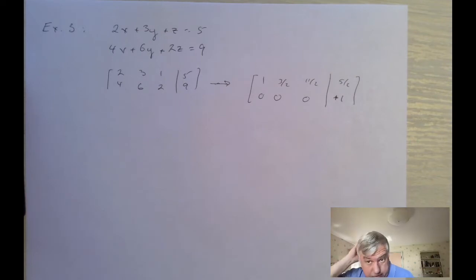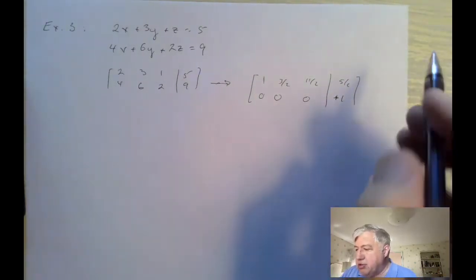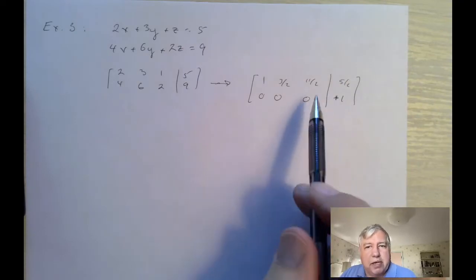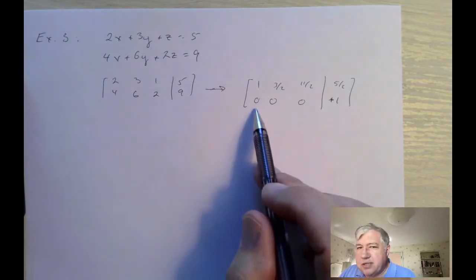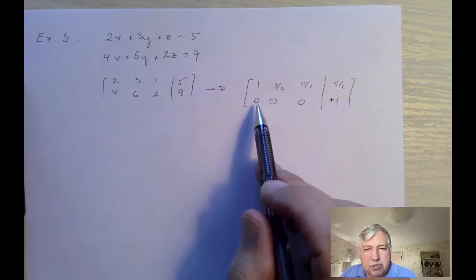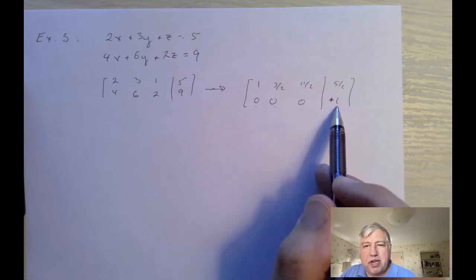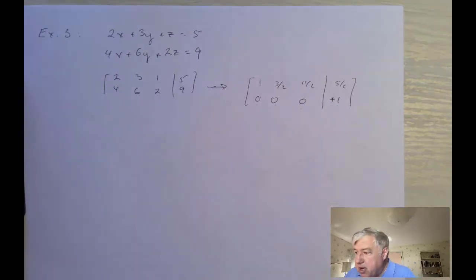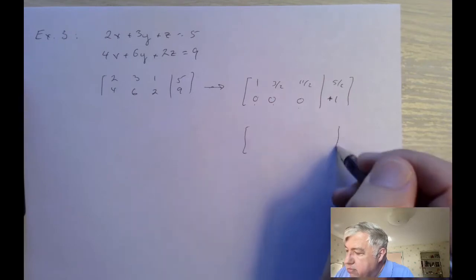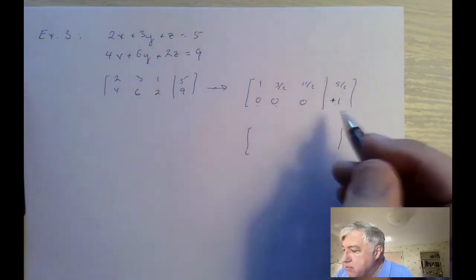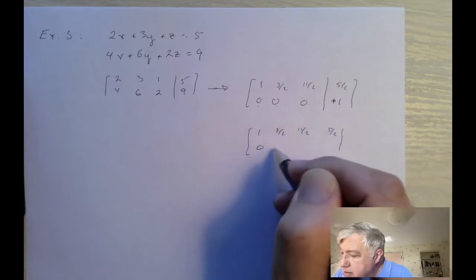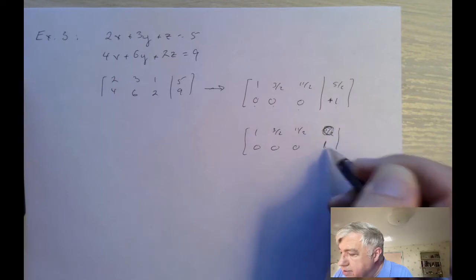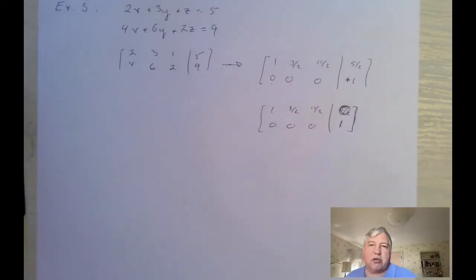But we can see that as soon as we get here, we can stop, even though we're not in reduced row echelon form, because this bottom row says 0x plus 0y plus 0z equals 1. And that's not true. If we actually wanted to put this in reduced row echelon form, I guess this would be 0 and this would be 1. It would still not be a solution.